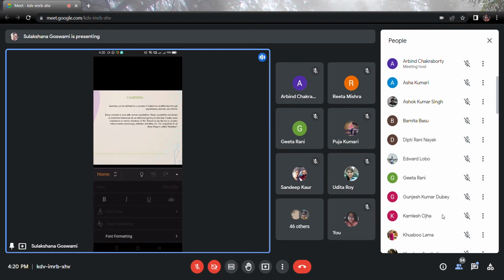Every creature is born with certain capabilities. These capabilities are known as instinctive behavior. As an individual grows, he or she has to make some adjustment in various situations of life. This we do every day. Whatever situation we encounter, we make adjustments to balance the situation, to handle things. This is what we learn. Therefore, he or she has to acquire various habits, knowledge, attitudes, and skills, etc.